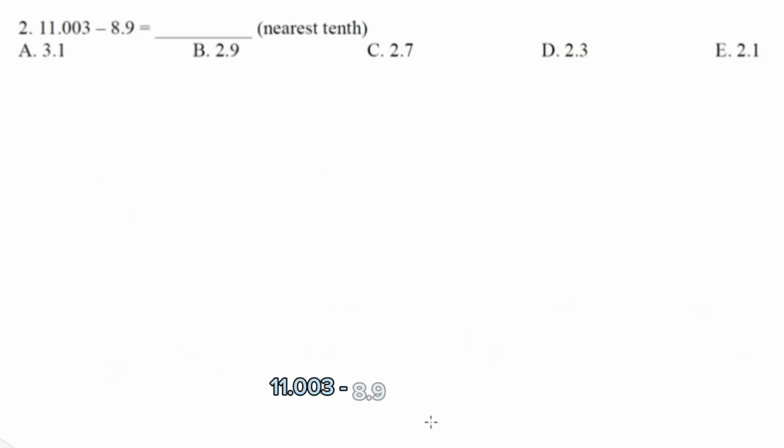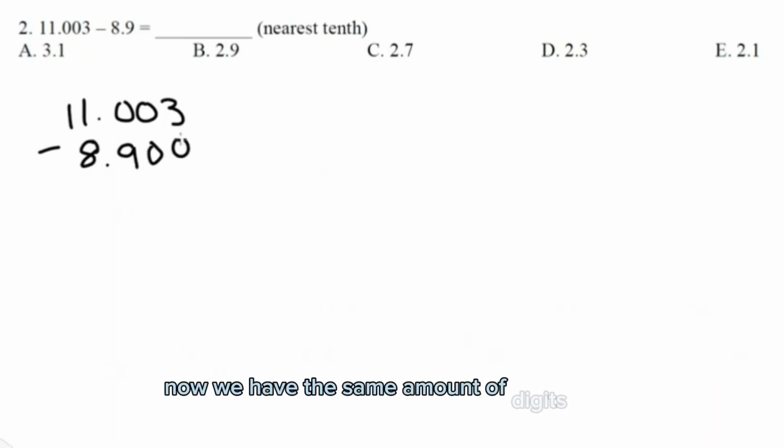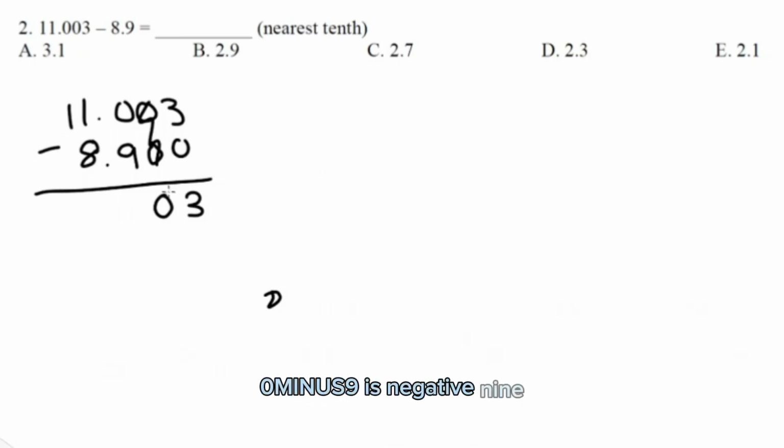11.003 minus 8.9 equals what, rounded to the nearest tenth? Alright, let's do this. We're going to start off with 11.003 minus 8.9. 8.9 is actually just 8.900. Now we have the same number of digits after the decimal place, so this becomes easy. First, 3 minus 0 is just 3. Then 0 minus 0 is 0. 0 minus 9 is negative 9, so we're going to come back to it later because we can't do 0 minus 9.